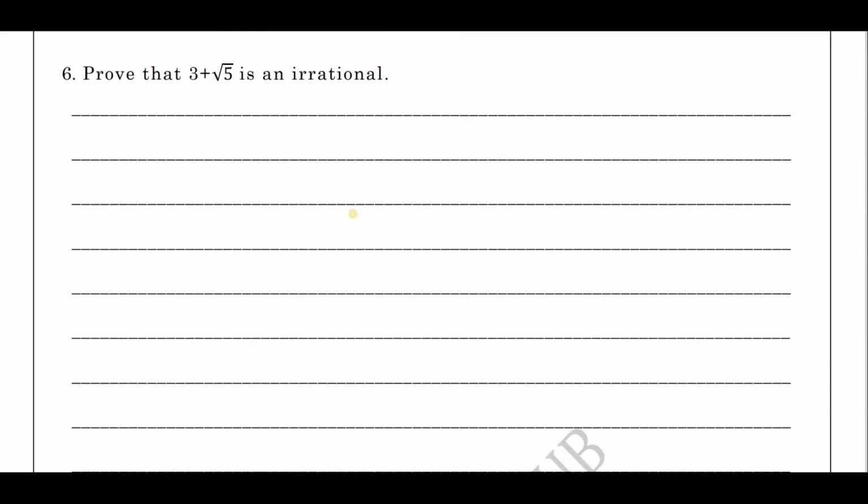Sixth question, very important question. Prove that 3 plus root 5 is an irrational number. Dear student, the first step is here. Very simple question. If you practice at least 2 to 3 times, definitely you will be able to solve any question. First step is, here it is given as irrational number. By contradiction, you should assume it as a rational number. What you should assume? You should assume the given number as a rational number.